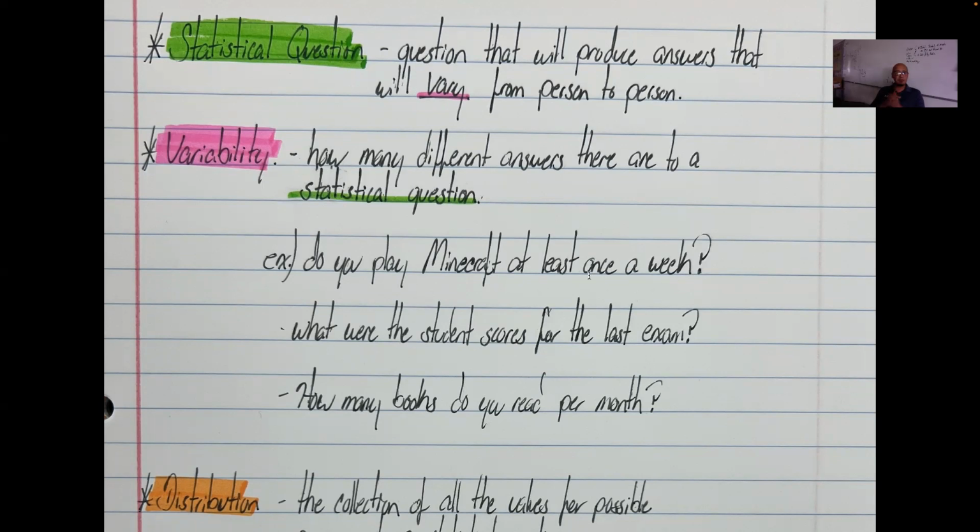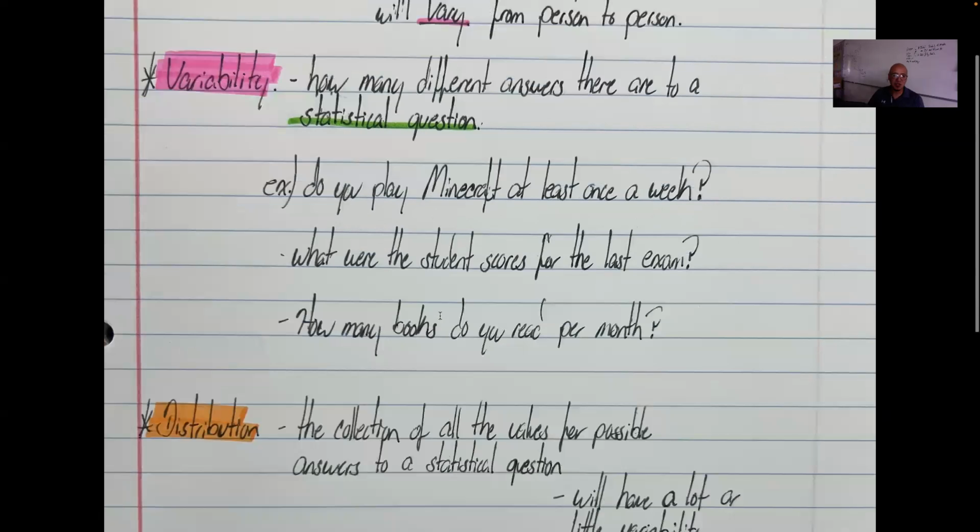What were the students' scores for the last exam? The last exam may have been a hard exam, and so therefore the scores are going to be very different. There's going to be a lot of different potential answers to that question. If I were to ask each of my students, hey, what was your score? So therefore, there's going to be a lot of variability. How many books do you read per month? In middle school, let's be honest here, probably not a lot of variability in that statistical question.